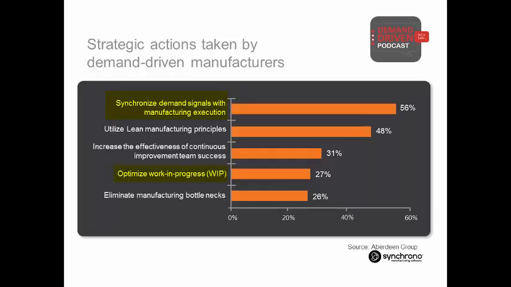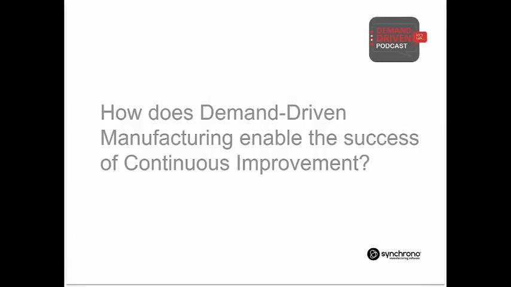When thinking about that Aberdeen study, where demand-driven manufacturers are looking to increase their continuous improvement efforts, can you provide a little bit more insight into how demand-driven manufacturing as a method can do this? And perhaps some examples of how you've seen continuous improvement efforts improve flow?